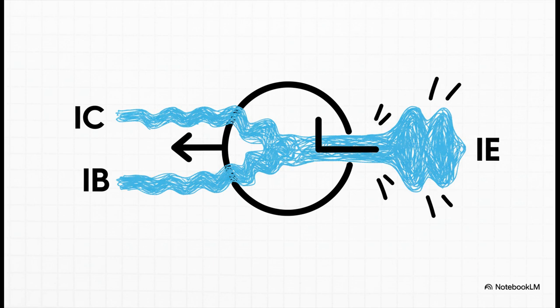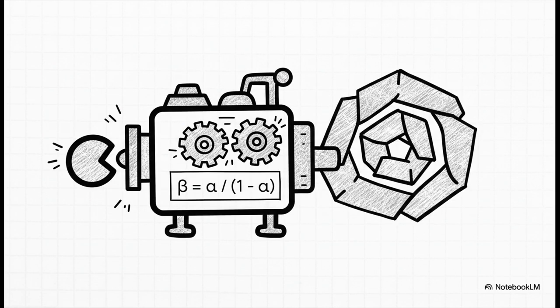The current that flows out of the emitter is just the sum of the currents flowing into the base and the collector. Think of it like water pipes. What flows in has to flow out. Every relationship we're about to see comes from this one simple truth. So here's our first big connection.